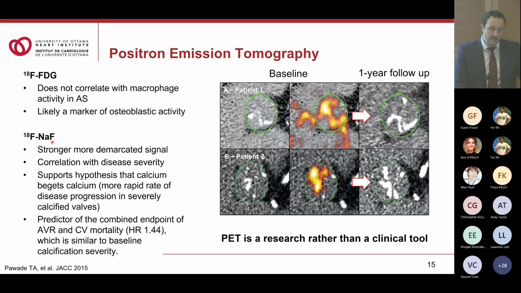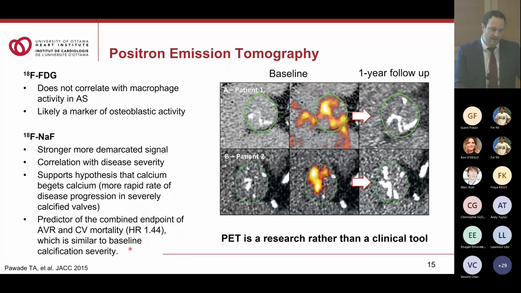For sodium fluoride, there is a much stronger signal on the valve, and it has a clear correlation with disease severity. That supports this hypothesis that calcium begets calcium, that propagation phase of the pathophysiology. So as more calcium gets deposited, it accelerates the deposition of calcium, and there's much more activity on the valve.